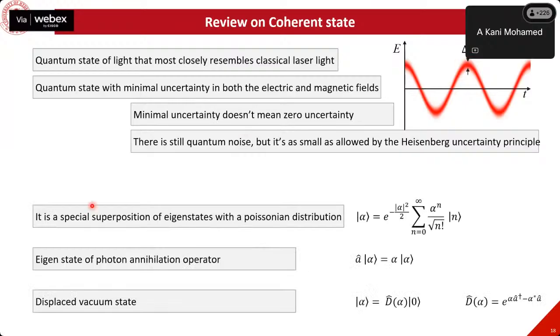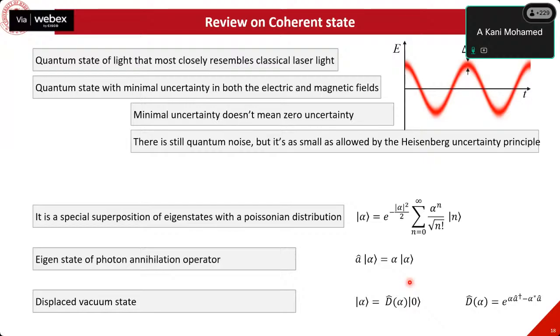There are different definitions one can give for the coherent state. One is that it's a special superposition of eigenstates with a Poissonian distribution. It's also an eigenstate of the photon annihilation operator, with an uncertainty which is the same as the uncertainty of the ground state wave function, but displaced by an amount alpha. So we can also define it as a displaced vacuum state, where D is the displacement operator, which displaces the ground state wave function by an amount alpha in phase space. These are the definitions for the coherent state.